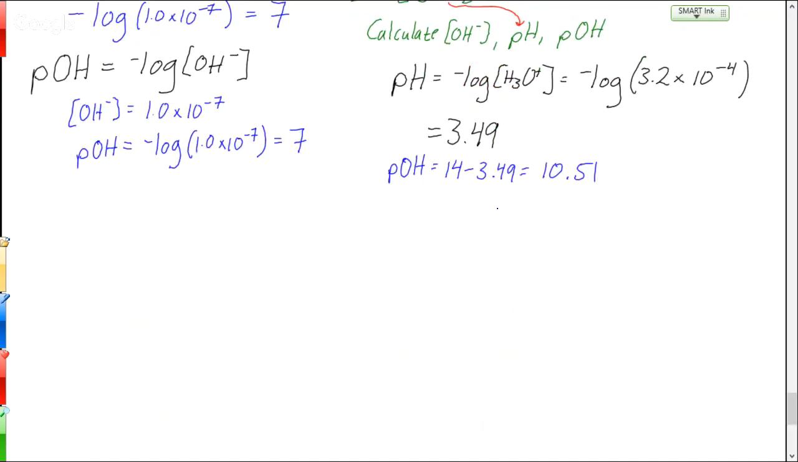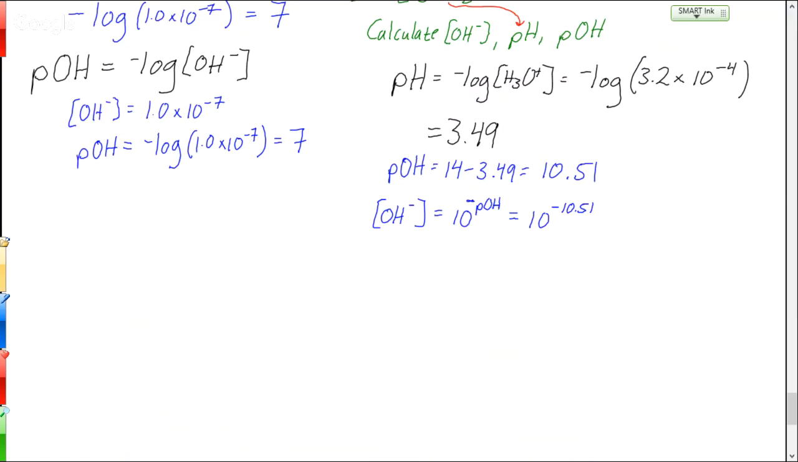So what that means for us is if we want to calculate the hydroxide ion concentration, we take the pOH and we raise 10 to the power of the pOH. Sorry, the negative, because it's a negative log. So that would be 10 to the minus 10.51. And that would be a molar concentration.